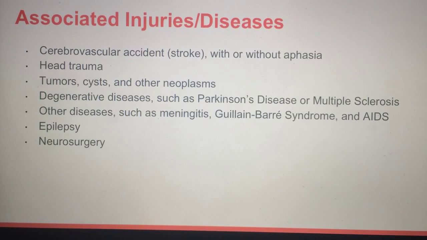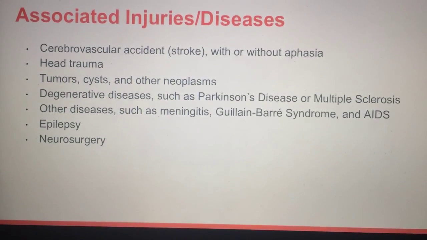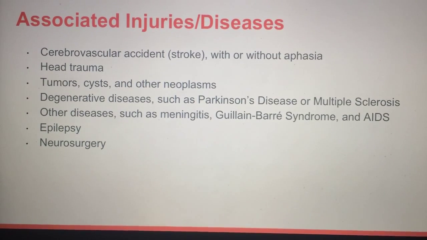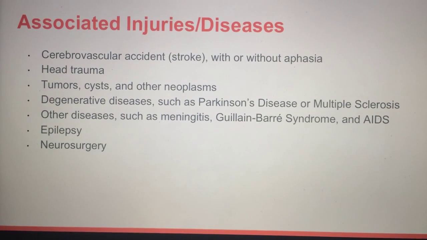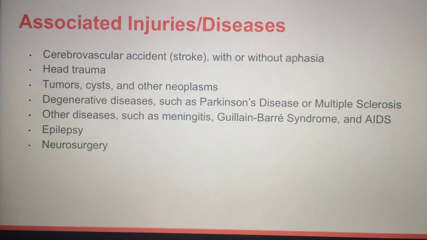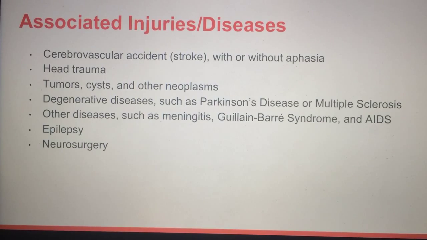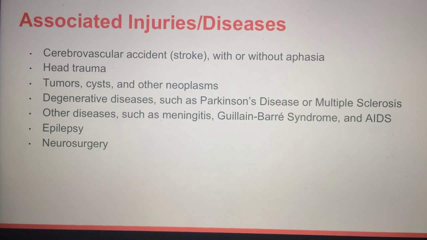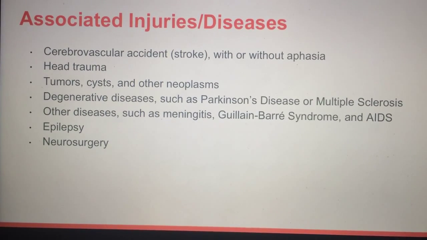Some of the associated injuries or diseases that go along with neurogenic stuttering include cerebrovascular accident, with or without aphasia, head trauma, tumors, cysts, or other neoplasms, degenerative diseases like Parkinson's disease or multiple sclerosis, other diseases such as meningitis, Guillain-Barré syndrome, and AIDS, as well as epilepsy and neurosurgery.